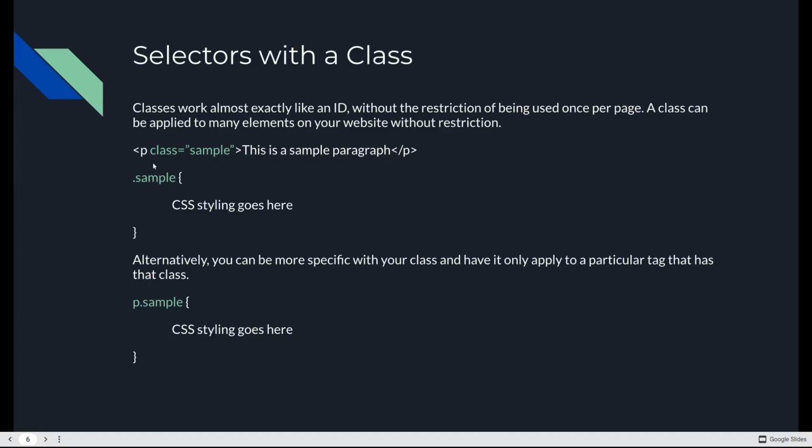And you reference that in your CSS with a single dot in front of it. And just like I mentioned with IDs, you can be a bit more specific. You can have your class apply to only a particular tag that has that class. So p.sample would only apply whatever styling we put in here to paragraphs with the sample class. So a couple different ways to mix it up. We're going to be using classes.